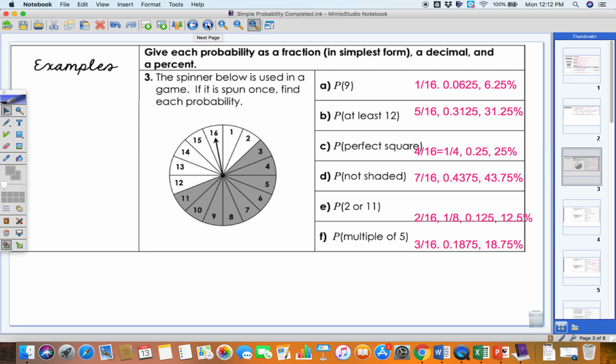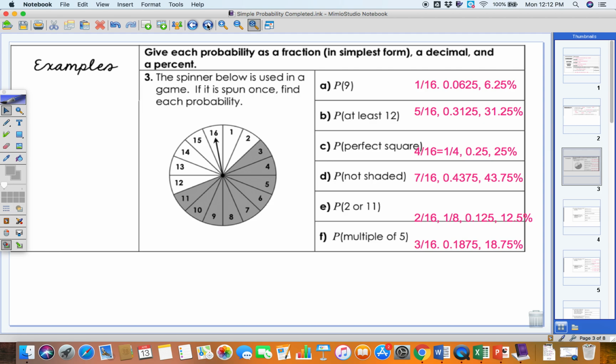For example, here we're going to give each probability as a fraction in simplest form, which means you have to reduce them, a decimal, and a percentage. So if you don't know how to do this, there is another quick video attached to the readiness assessment assignment that talks about converting fractions to decimals and to percentages.